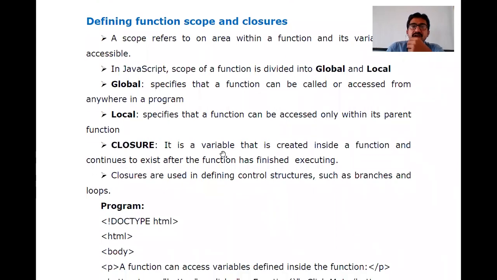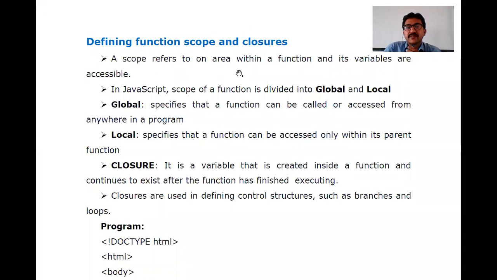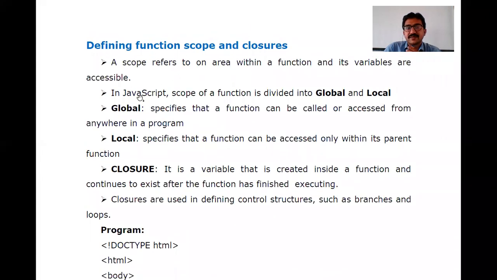And next topic, defining function scope and closures. Function scope, you are already aware, is local variables and global variables. Local means within the block, open braces to close braces. If you want to access outside, it has to be defined as global. Now a scope refers to an area within the function and its variables that are accessible. So how much way we can access the variables is defined with the help of global and local. Global means a function can be called or accessed from anywhere in the program. Local means it can be accessed only within the parent function.